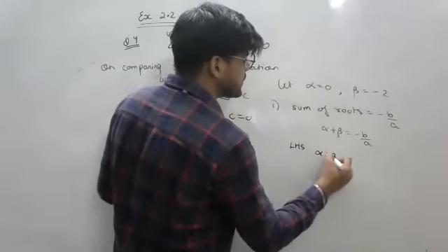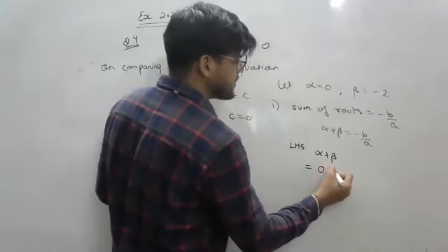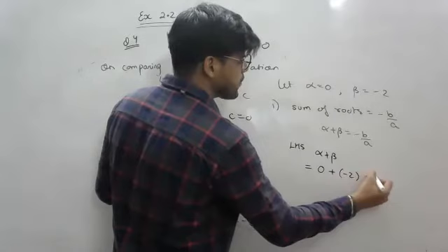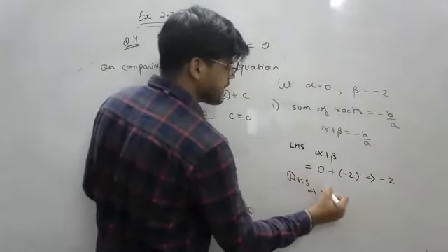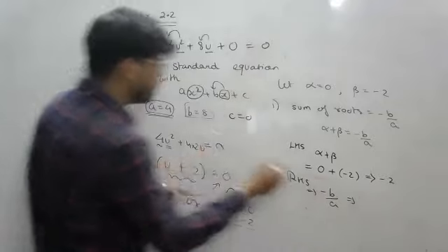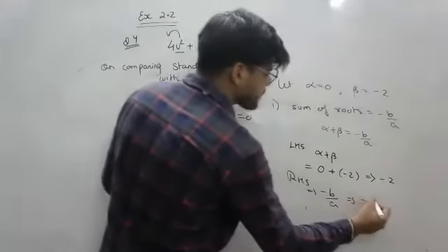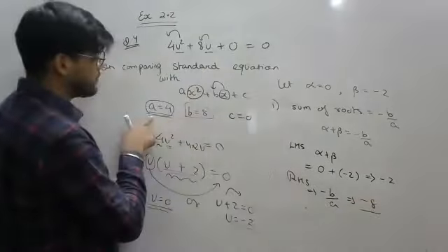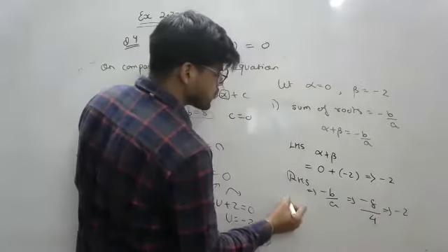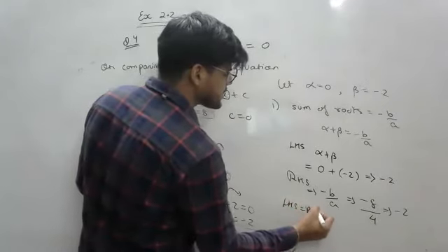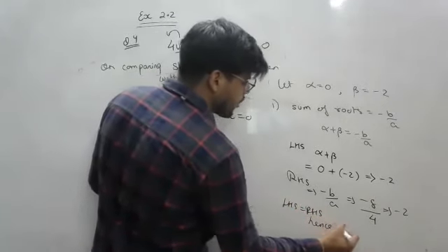Alpha plus beta, value of alpha is 0 and beta is -2. 0 plus -2 is -2. Then RHS is minus b by a. Value of b is 8 and value of a is 4. So minus 8 upon 4 is also -2. So LHS equals RHS. Hence verified.